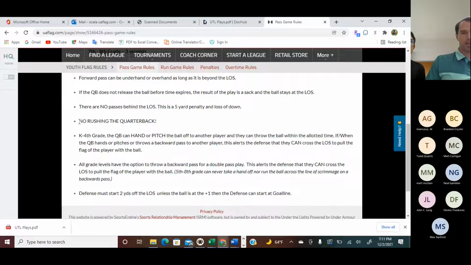Okay. No rushing the quarterback except for the deception rule, which we'll go through in detail here in a few minutes. Again, not many changes this year.